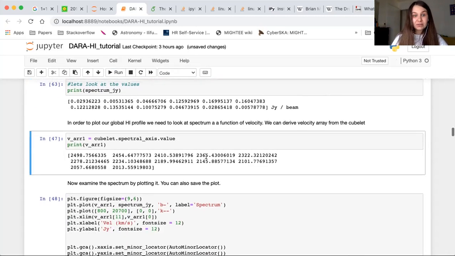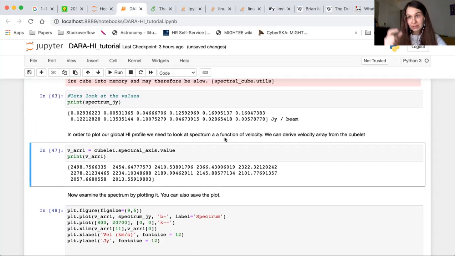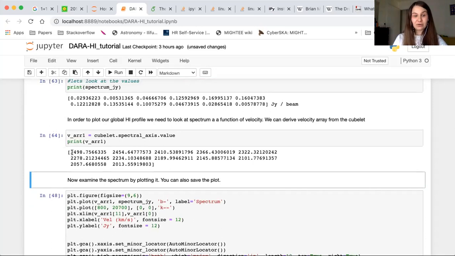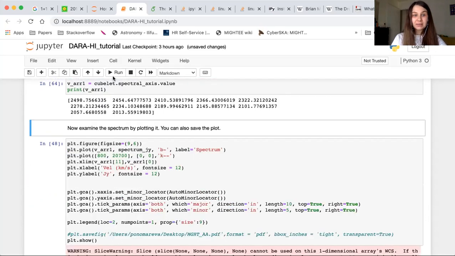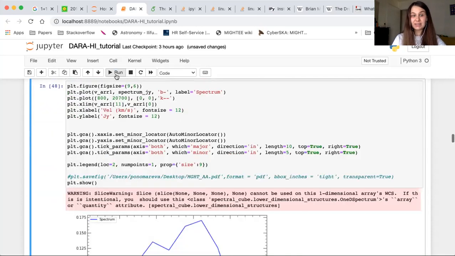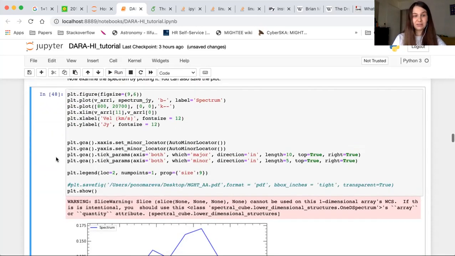Next, we can represent each velocity channel as an array of velocities. For this, we just take the axis values of our cube. And here we see that our cube ranges from 2500 to 2000 kilometers per second. And having our spectrum in Jansky and our array of velocities, we can examine our spectrum. Here it's simple plotting, and you can save this plot wherever you want.